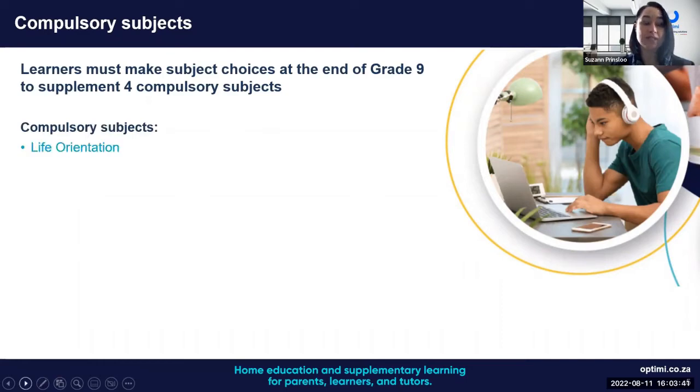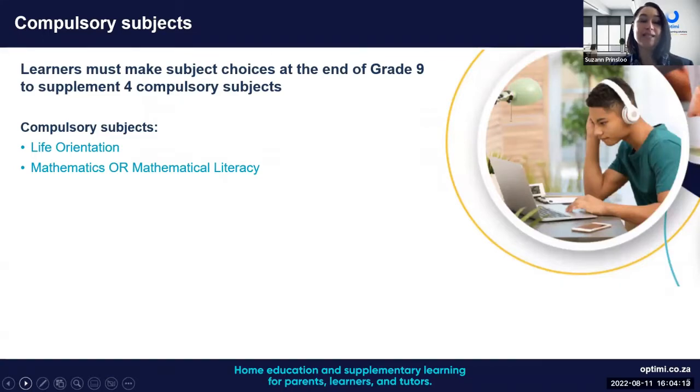The compulsory subjects, first of all, is life orientation. I won't go into any details around life orientation this afternoon. Ruan will take us through that. Will or Zintle, I might be mistaken there, but you'll be spending some time on this subject this afternoon. Life orientation is one of those subjects where we often get asked, can I exchange it for another subject? Unfortunately not. It is a compulsory subject.